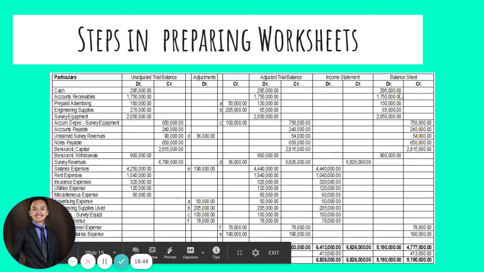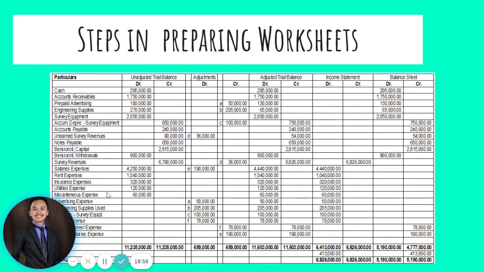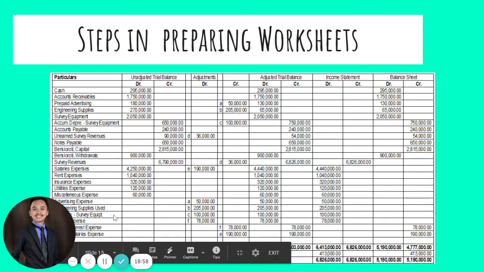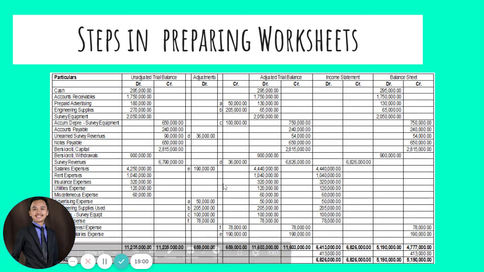So again, we have the same thing that we have done in our income statement. We just simply copy all assets and liabilities, at the same time equity accounts, in our adjustments and copy it in our balance sheet. Okay, so we have cash of 295 up to survey equipment of 2,050,000. So that is our total assets.